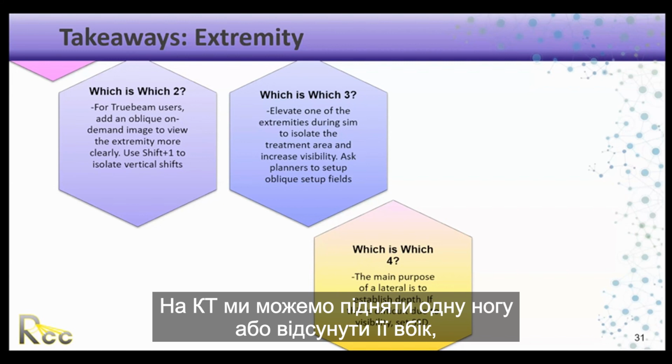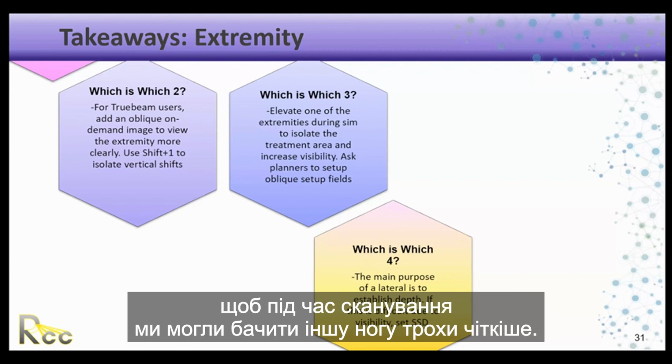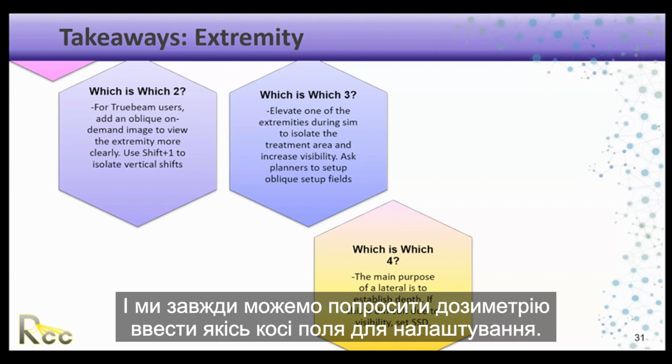We can, in CT, elevate one leg maybe, or move it out of the way so that when we're imaging, we can see the other leg a little bit more clearly. And we can always ask dosimetry to put in some oblique setup fields.